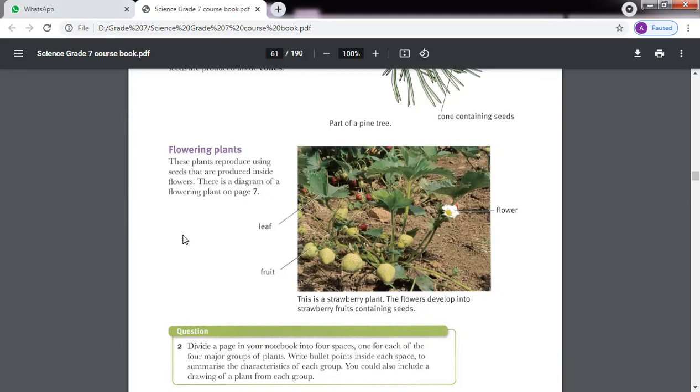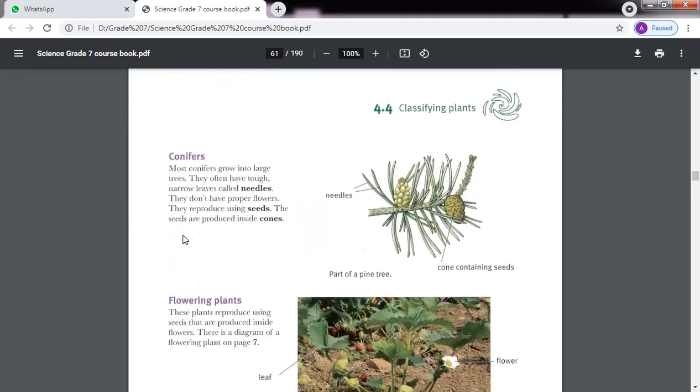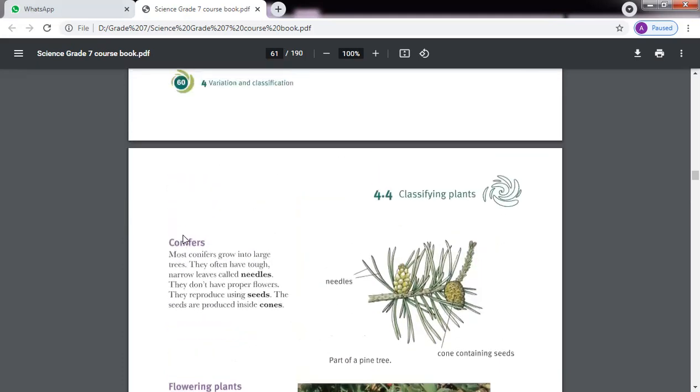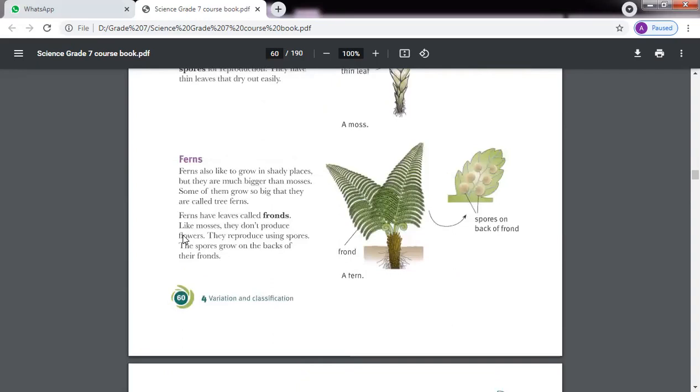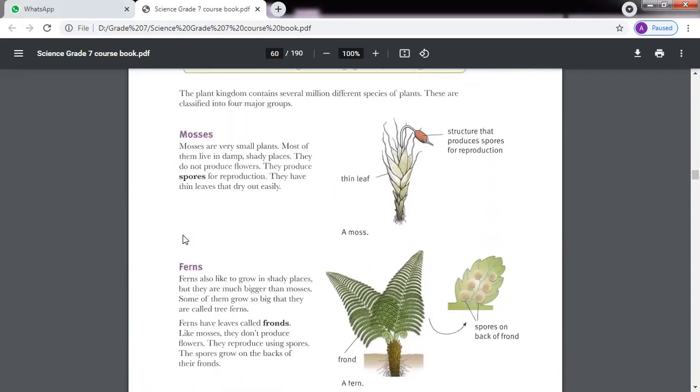Okay, boys, this is about the classification of plants into different categories. Number one, flowering and non-flowering. Then flowering plants, this, and non-flowering: conifers, ferns and mosses. These are three kinds of non-flowering plants.